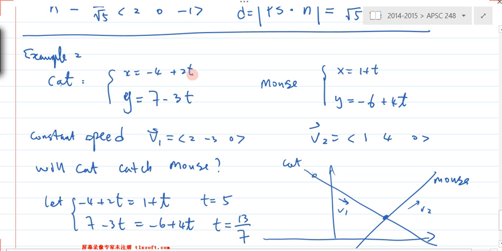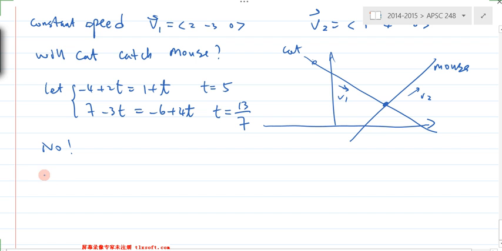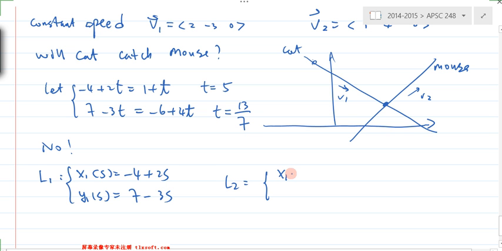So instead of writing t here, I'm going to write the two equations slightly different. I'm going to use s here. I'm going to use a k here. All right? So I'll just do this. I'm going to let L1, or L cat, be x1 of s equal to -4 plus 2s, and y1 of s equal to 7 minus 3s. And L2 is x2 of k equal to 1 plus k, and y2 of k equal to -6 plus 4k.